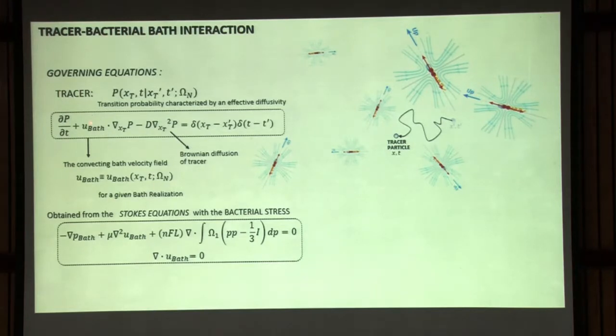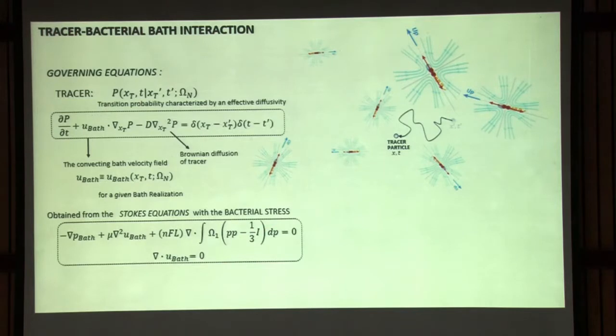So the question is, why does the bath velocity field care about the fluctuating probability density? That's because of the bacterial stress. If I have a bacterial bath, I have the Stokes equations augmented by a term which is the stress due to the bacteria. If you recall the passive sphere case, spheres acted on by an external force acted like a fluctuating force field. The bacteria, because they are force free, act as a fluctuating stress field.